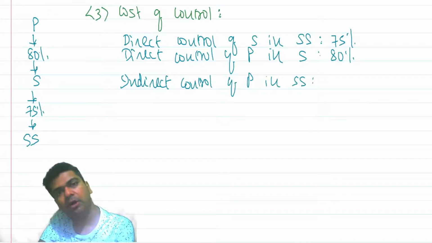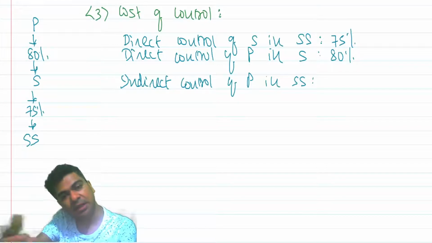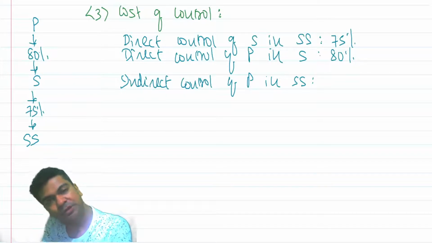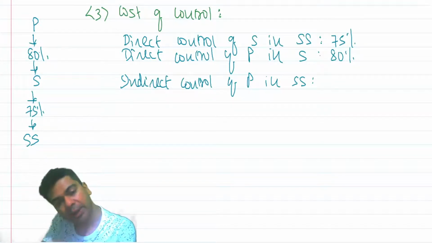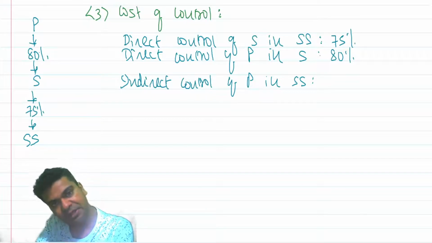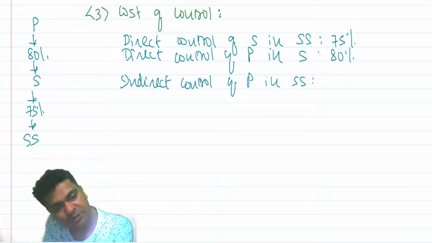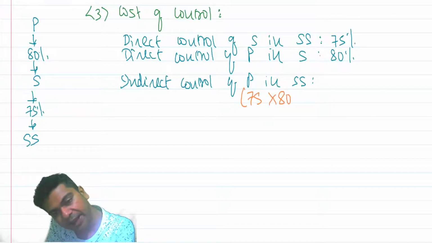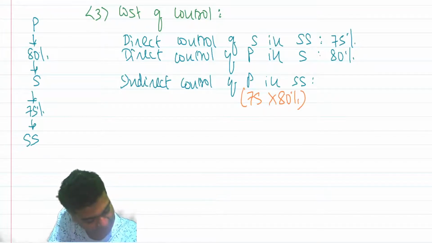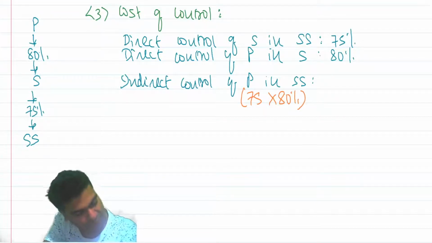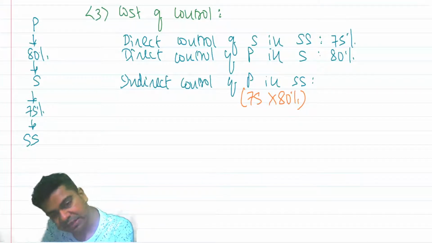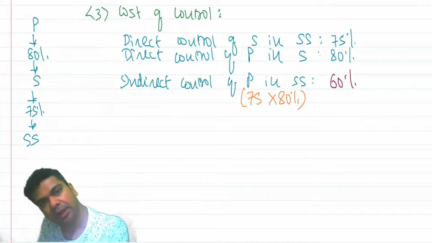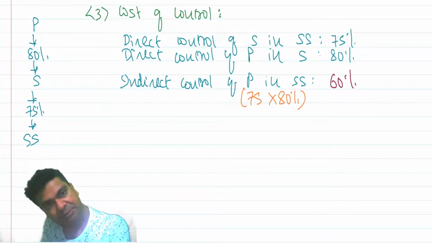So we want to know what is the indirect control of P in SS. I am directly controlling S, S is directly controlling SS, but I am seeing this from the viewpoint of the parent company. Parent company is P Limited. So P Limited wants to know what is its effective control, indirect control in the subsidiary of the subsidiary. We will say it is 75 into 80%, that is turning out to be 60%. P is effectively controlling SS to the extent of 60%.